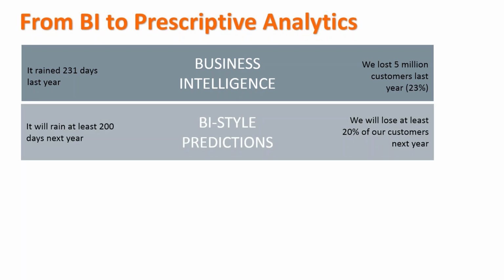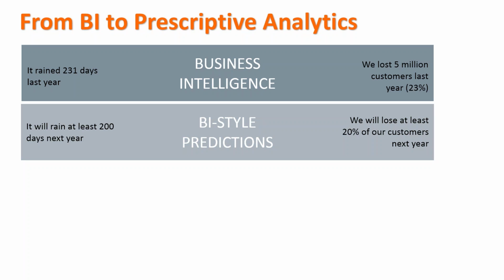Well, maybe we can add a little bit more predictive style into the mix by saying, maybe I'm not just looking at the last year, I'm looking at the previous 3 years, for example, and I know that it has rained 231 days in the last year, and 217 days in the year before, and 253 days in the year before that. Well, it's probably a pretty safe bet to say it will rain at least 200 days in the next year. So that's what I call a BI-style prediction.